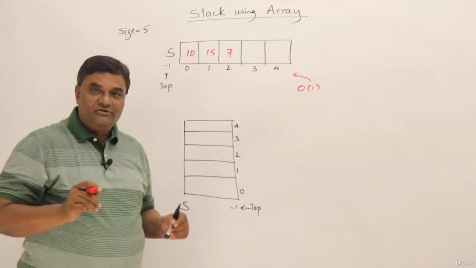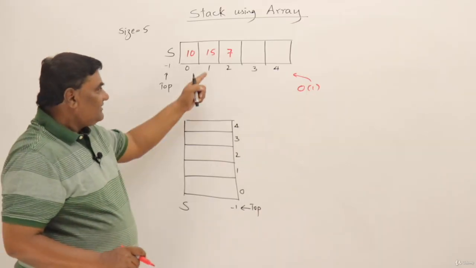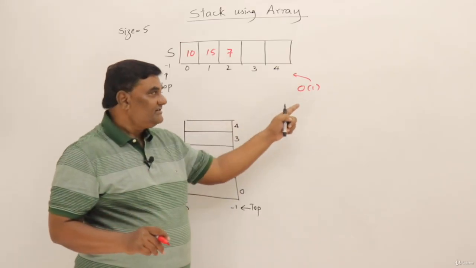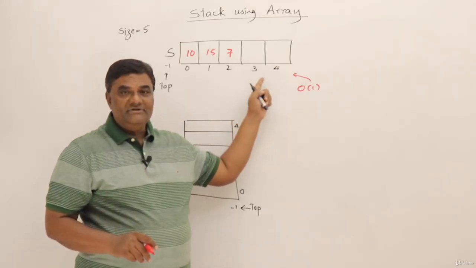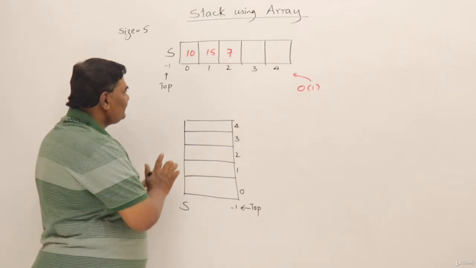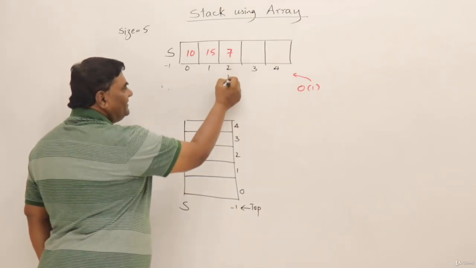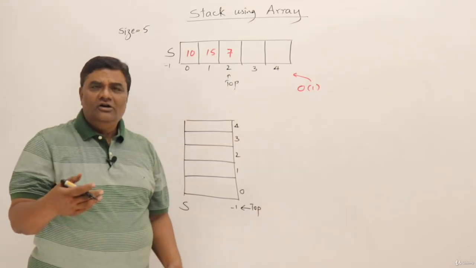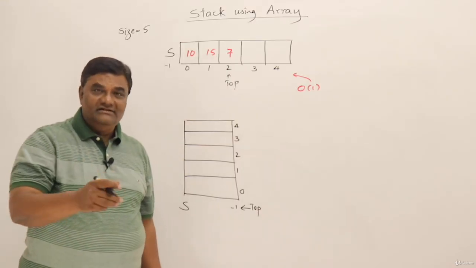So let us quickly see what all we have learned. We require an array, we require size, and we require a top pointer, and the elements will be inserted from this end, always from this end. And the top will be pointing at the topmost element. Suppose top is this one, so top will be pointing on this topmost element. Then we will learn how all the operations are performed.